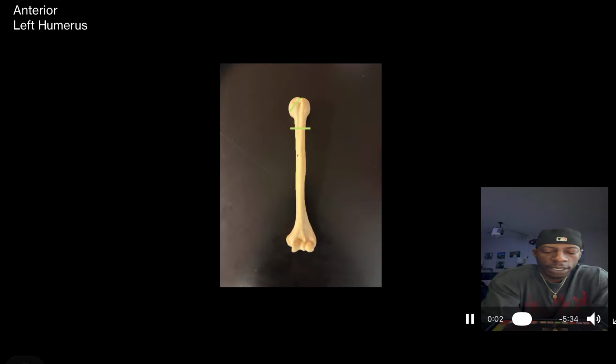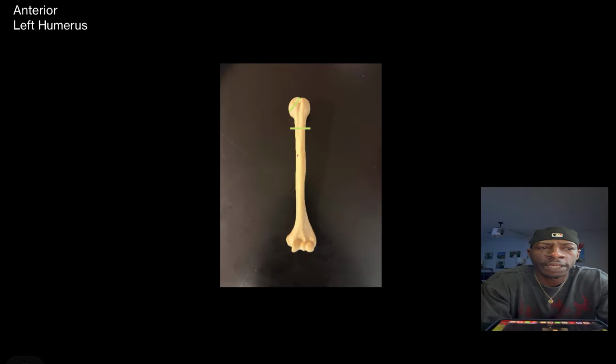For my recording of the appendicular skeleton, I was part B, which is the humerus. So going forward, we're going to be talking about the humerus. I have two images. I have an anterior picture of the left humerus, and then I have a posterior picture of the same left humerus. Let's get into it.